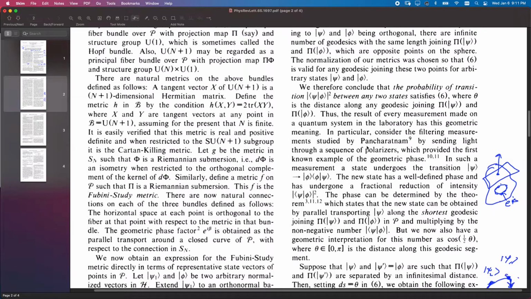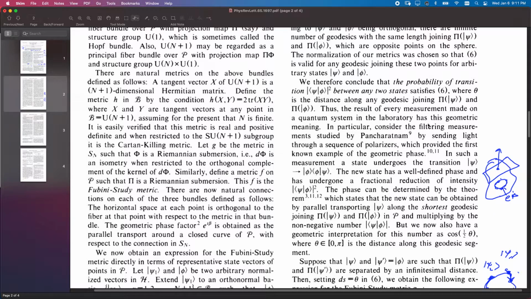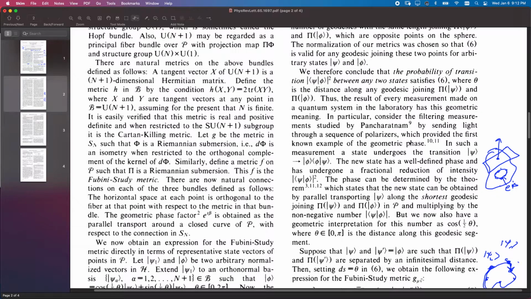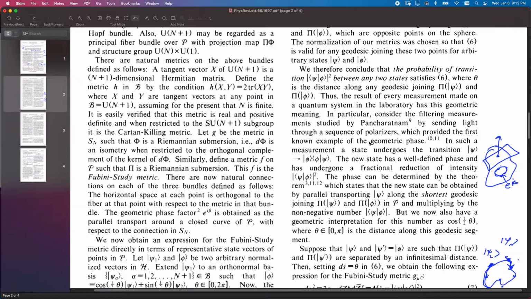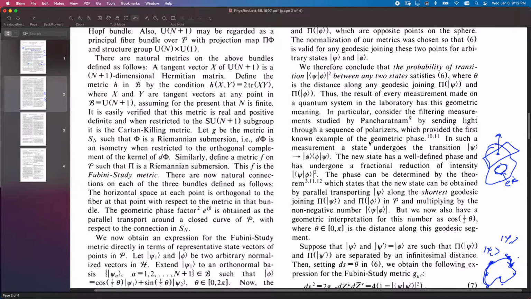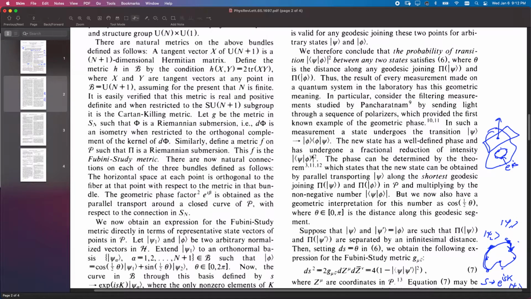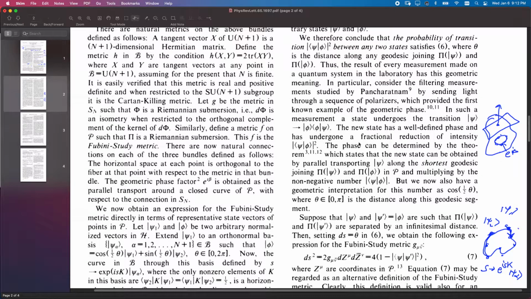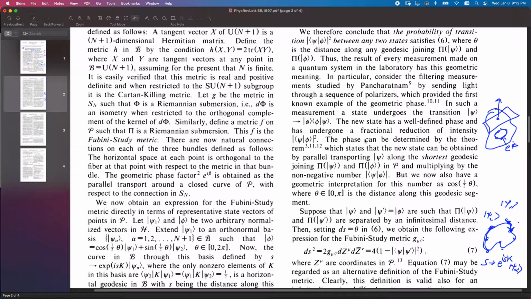In particular, consider the filtering measurements studied by Pancharatnam by sending light through a sequence of polarizers, which provided the first known example of the geometric phase. In such a measurement, a state undergoes a transition. Psi goes to this projection. The new state has a well-defined phase and has undergone a fractional reduction of intensity.